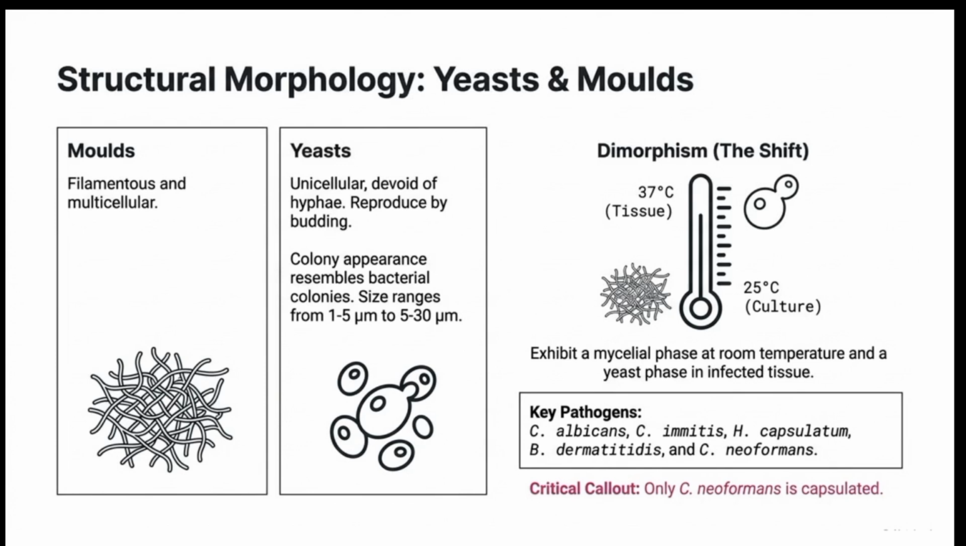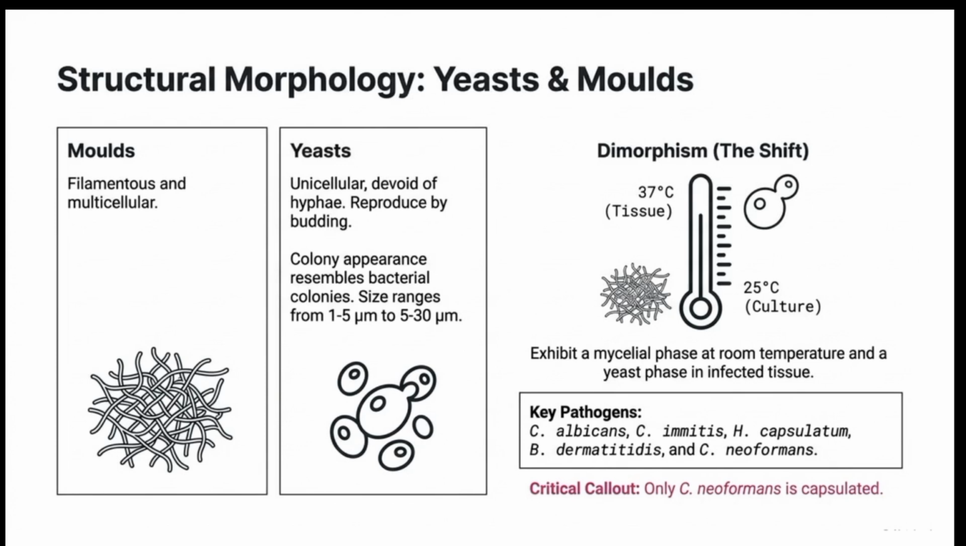So wait, they basically wear a lightweight summer tee when they're lounging in the lab, but bundle up in a heavy winter coat the second they enter the human body. That is exactly what they do. And it's an incredibly effective survival strategy. Think about the mechanics of it. Growing as a fuzzy mold in the environment allows them to produce and launch spores over vast distances in the open air. Right, they need to spread. But if you inhale one of those spores, acting as a multicellular mold inside your bloodstream would make them an easy, bulky target for your white blood cells.